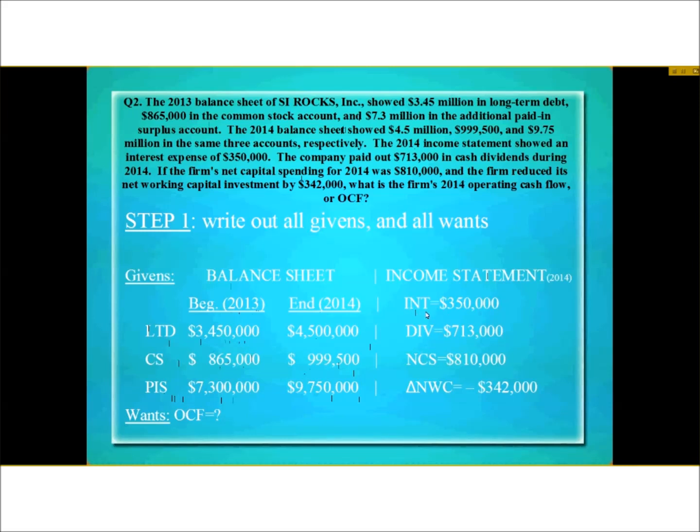So that would be the interest of $350,000, dividends of $713,000, net capital spending of $810,000, and the change in net working capital. Now this one is a little tricky. It's negative $342,000 because in the question it says, "and the firm reduced its net working capital investment." Because it's reducing it, we're comparing 2 years. So that's net working capital of the ending year in 2014 minus net working capital of the beginning year 2013.